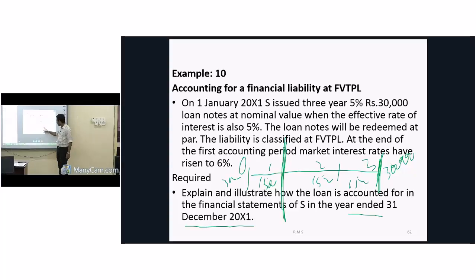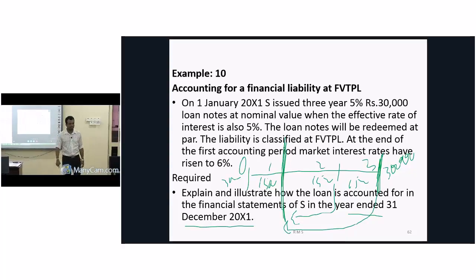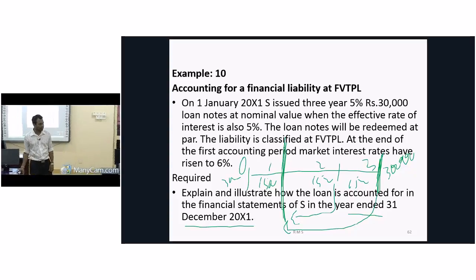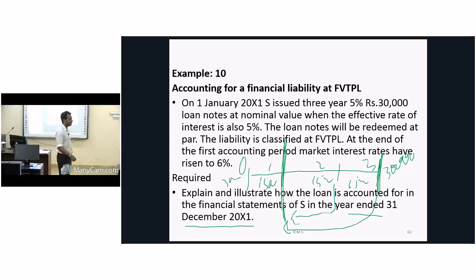Take the present value of these expected cash flows at the rate of which percent? Not 5%. Now you need to take 6%. Why? When you go to fair value, you take the market rate. Understand? Even though you issued at 5%, now the market rate has increased. So therefore, there is a kind of benefit to you. Now we are going to account for that.